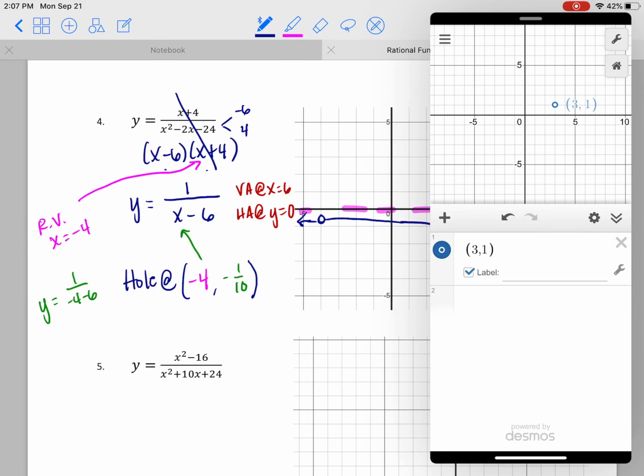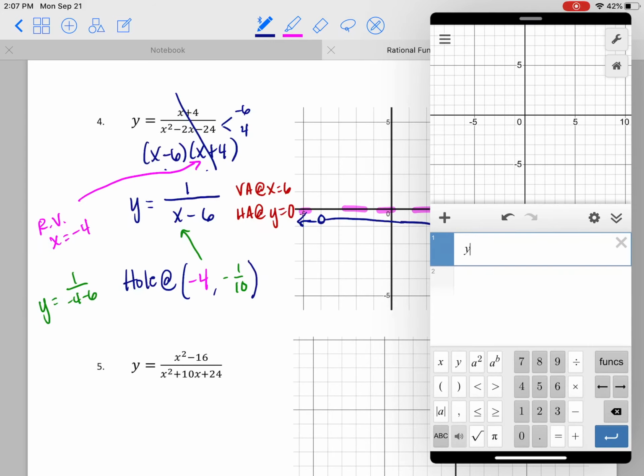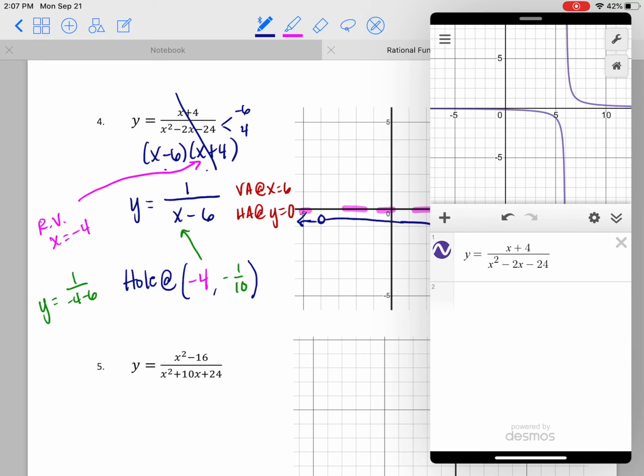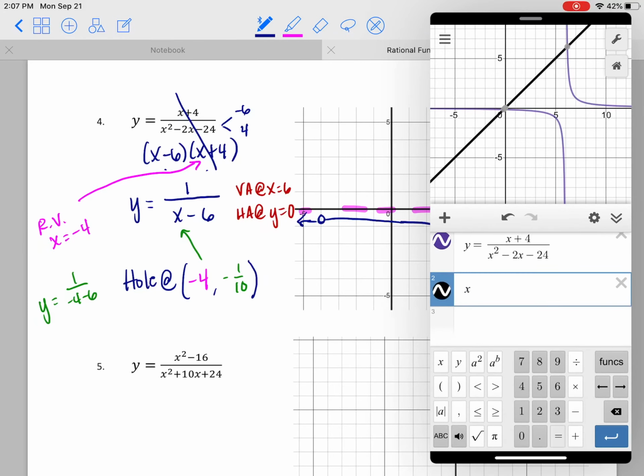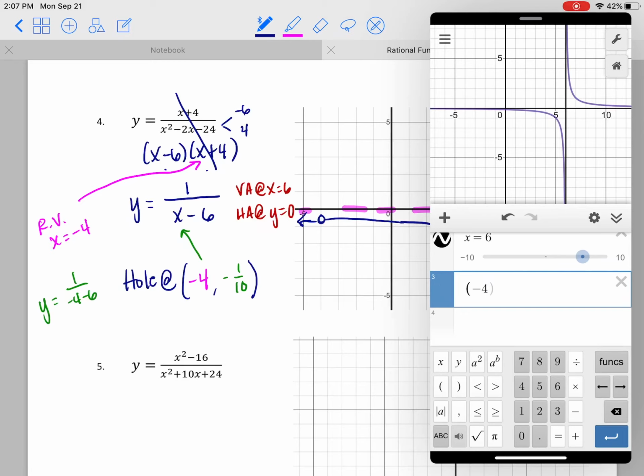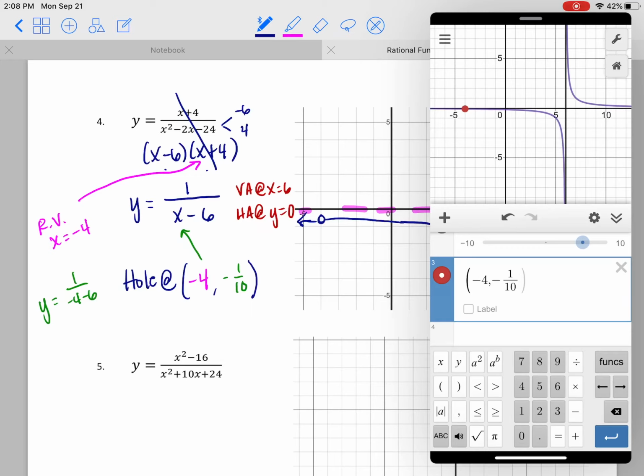Now let's get this in Desmos properly. So y should equal, let me make my fraction first this time. x plus 4 in the numerator, x squared minus 2x minus 24 in our denominator. And this still has a vertical asymptote at x equals 6, so I want to show that. And instead of a second vertical asymptote at -4, there's a hole. So the hole we said was going to be at -4 and -1/10.